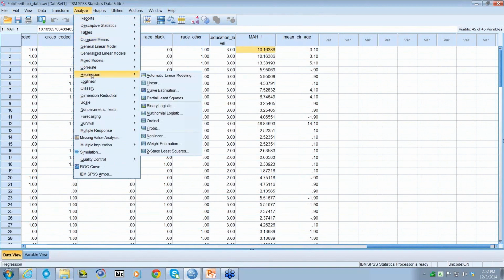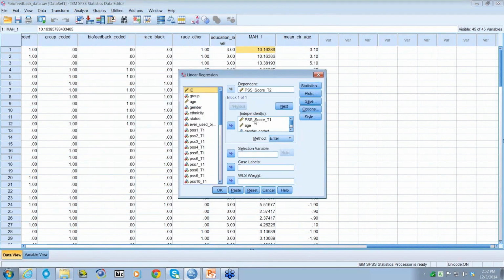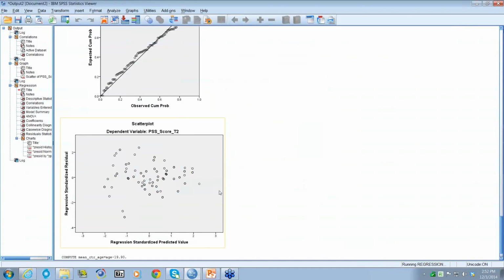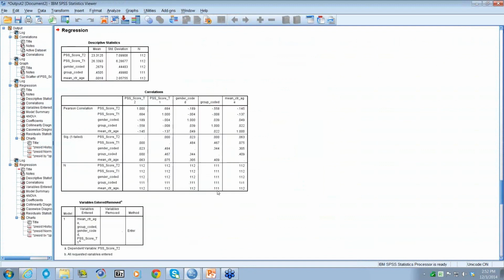And you'll see the only thing that really changes is the intercept. So we'll go regression. We'll go to linear. So I have this basically all set up. So let's take out age. We'll move them back. And instead, let's put in mean center age. Okay. And it runs. And here we have it. Here's our new numbers.